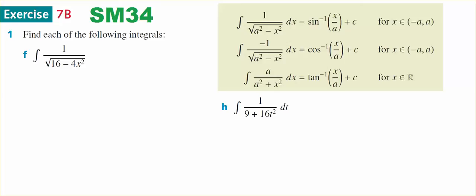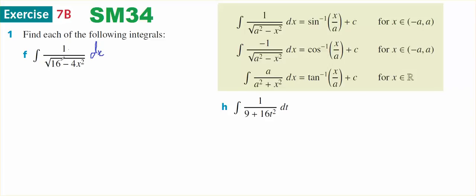This is for Year 12 Specialist Maths. It comes out of 7B. It's how do you do integration using the inverse trigonometric functions where there's a coefficient in front of the independent variable. Now for some reason I lost my dx. I'm just going to add that there. Okay, so 1f and 1h.